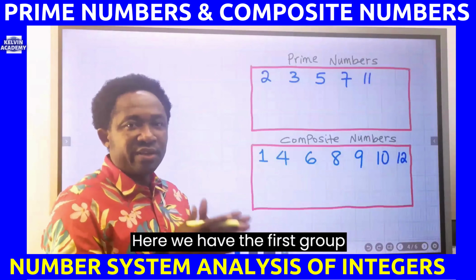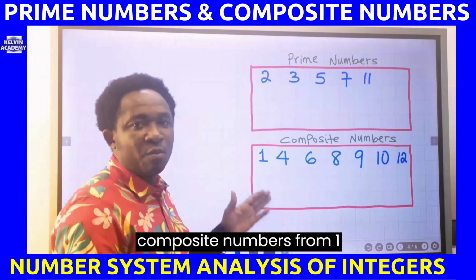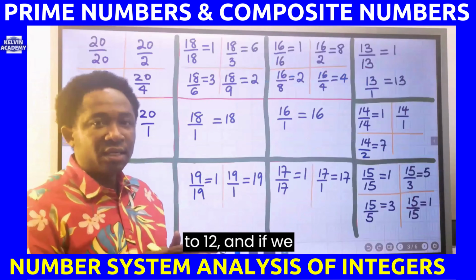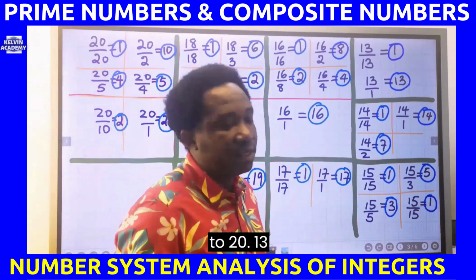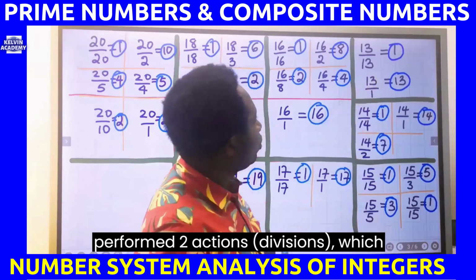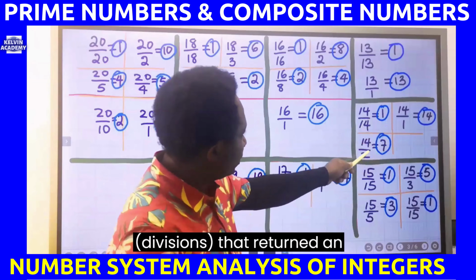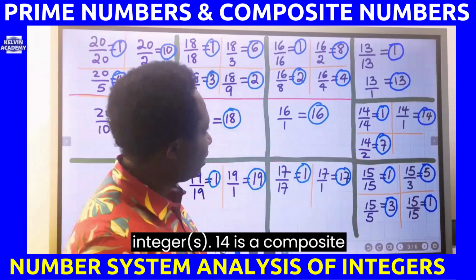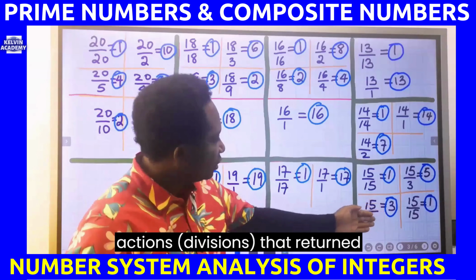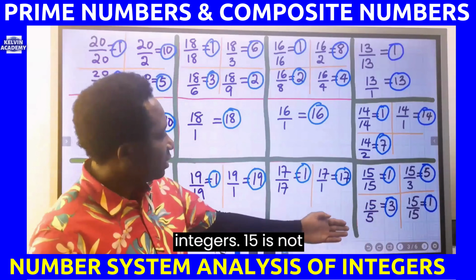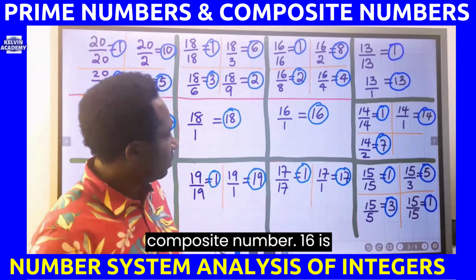Here we have the first group of prime numbers and composite numbers from 1 to 12. And if we consider from 13 up to 20, 13 performed 2 actions, which is a prime number. 14 performed 3 actions that returned an integer. 14 is a composite number. 15 performed 4 actions that returned integers. 15 is not a prime number. 15 is a composite number.